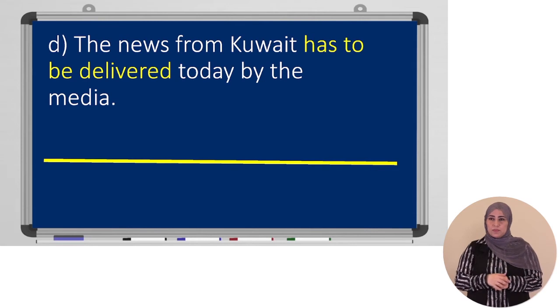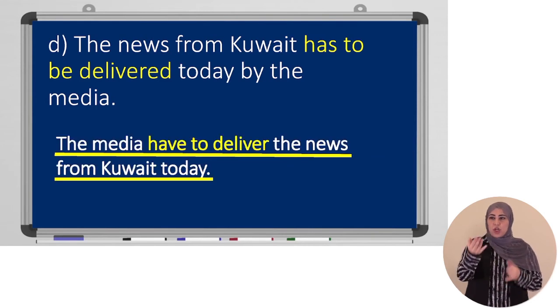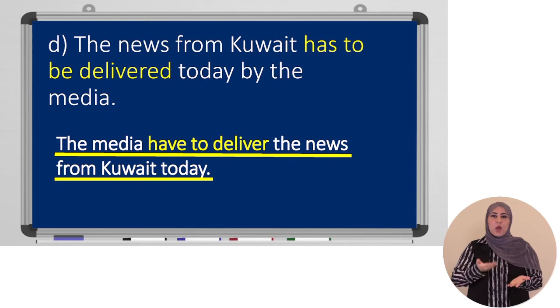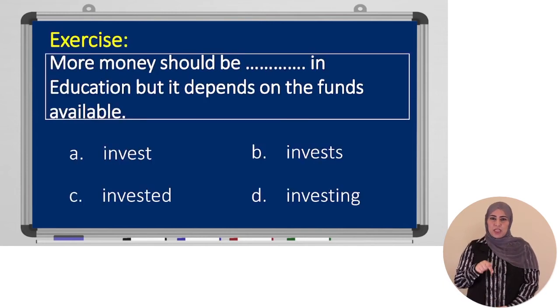The news from Kuwait has to be delivered today by the media. Let's change it into passive. The media have to deliver the news from Kuwait today, or media has to deliver the news from Kuwait today. See how it changes when we change the object and change it into plural or singular. Try to do this exercise by yourself and then check your answers. More money should be in education, but it depends on the funds available.